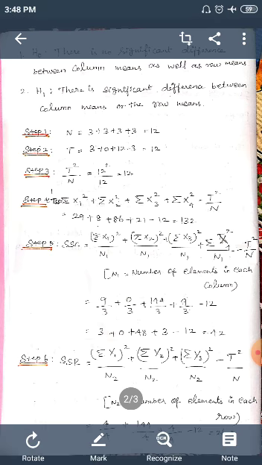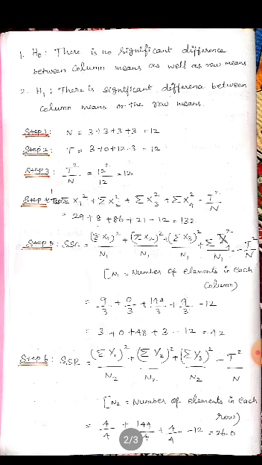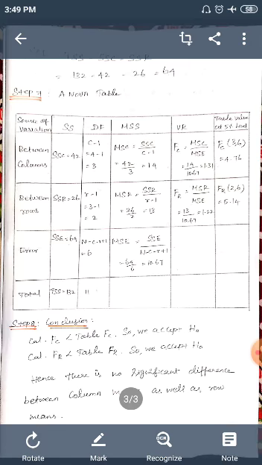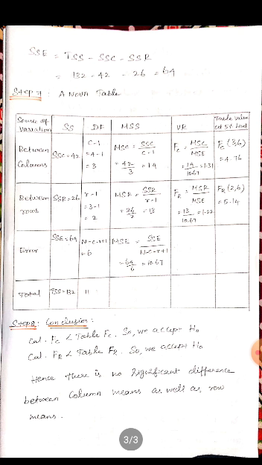Then step 6 is SSR, the sum of squares of the rows: summation y1 square divided by n2. Similarly, here the number of elements row wise is 4, so n2 will be 4. Substitute as in step 5, then subtract the CF. We get the SSR value. Then we find the SSE, the sum of squares of the error. The formula is TSS minus SSC minus SSR. Just substitute and we get the value 64.